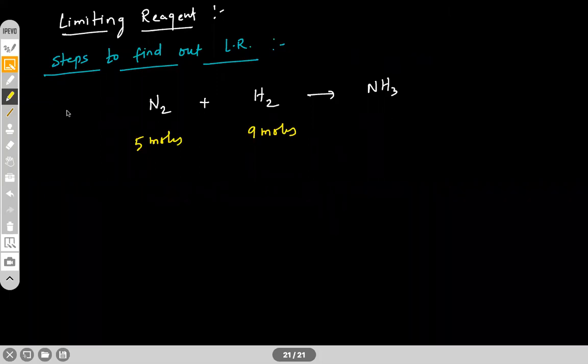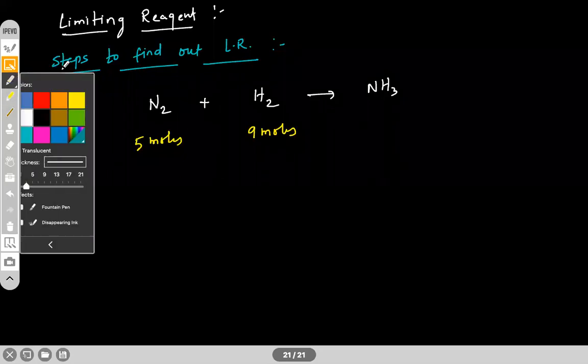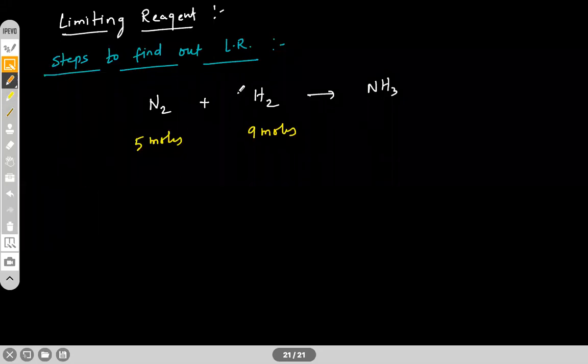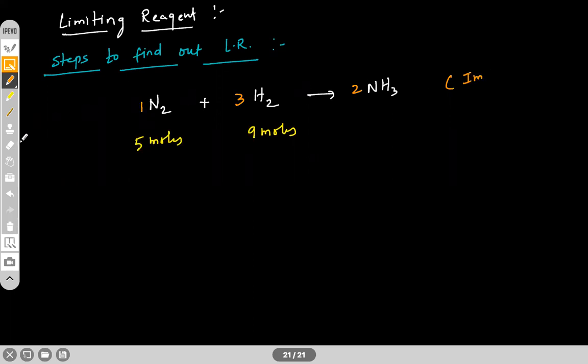First of all, we'll balance the reaction. When you balance it, you get N2 plus 3H2 gives 2NH3. So this 1, 3, and 2 are the stoichiometric coefficients. The molar ratio of the reactants N2 and H2 should be 1:3, but here it is not 1:3. If it is not in the same ratio, the reaction is incomplete, meaning some unreacted reactant will be present. Residue will be there in the reaction.